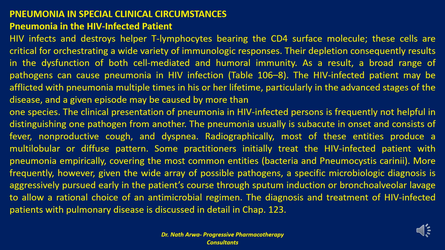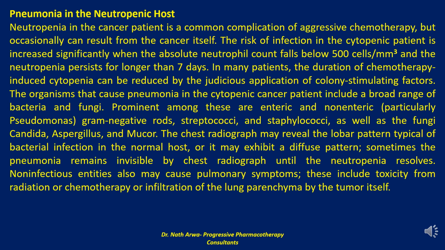The diagnosis and treatment of HIV-infected patients with pulmonary disease is discussed in detail in Chapter 123. Next we will discuss pneumonia in the neutropenic host. Neutropenia in the cancer patient is a common complication of aggressive chemotherapy, but occasionally can result from the cancer itself. The risk of infection in the cytopenic patient is increased significantly when the absolute neutrophil count falls below 500 cells per millimeter cubed and the neutropenia persists for longer than 7 days.